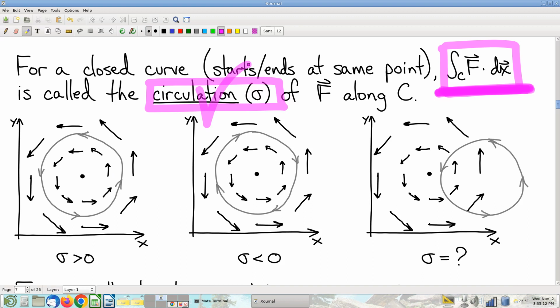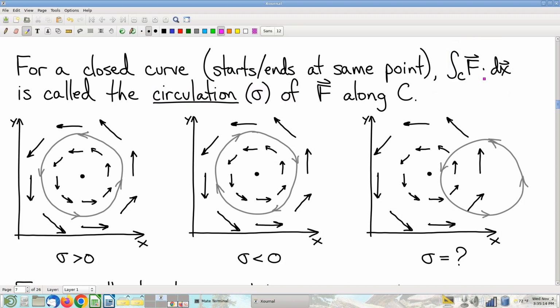So anyway, that's why we call it circulation. Circulation just means line integral around a closed curve. All right, so here are some examples. We have here a closed curve.